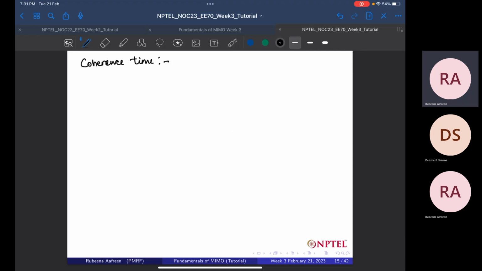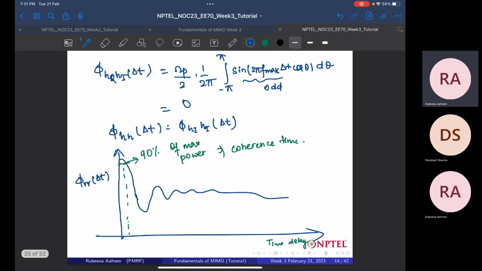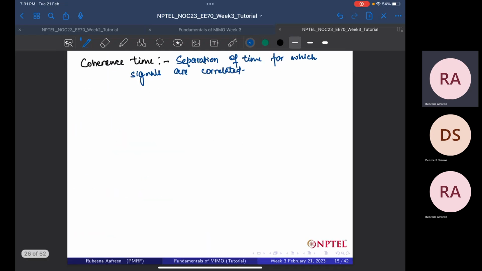Coherence time we define as the separation of time for which the signals are correlated. That is why we consider the 90% of maximum power, so that signal is correlated in that time. So two formulas are there that you have to remember.